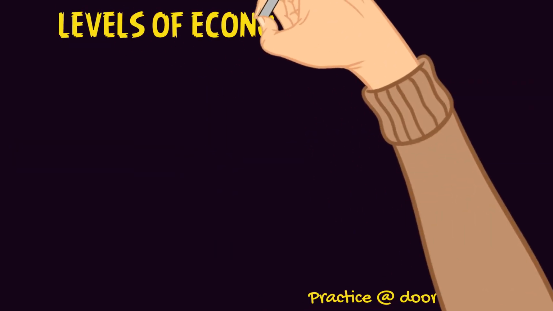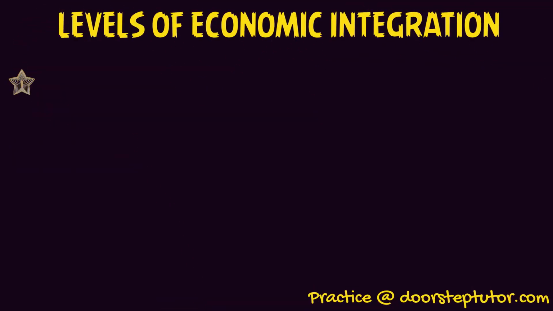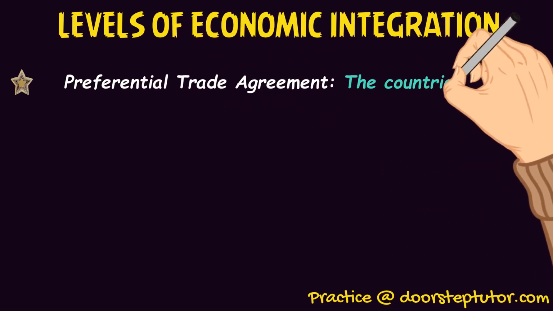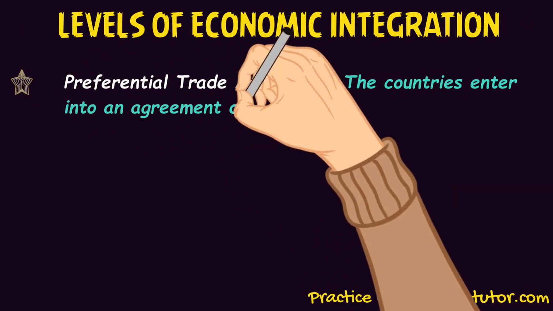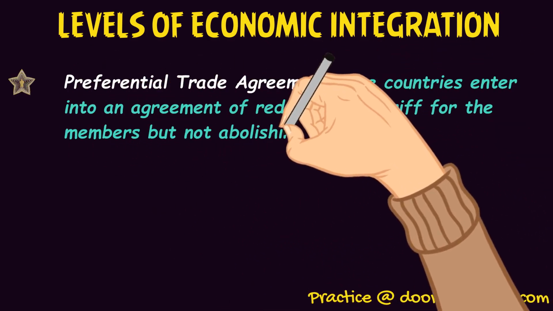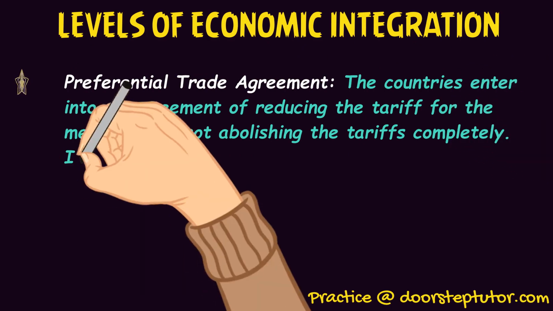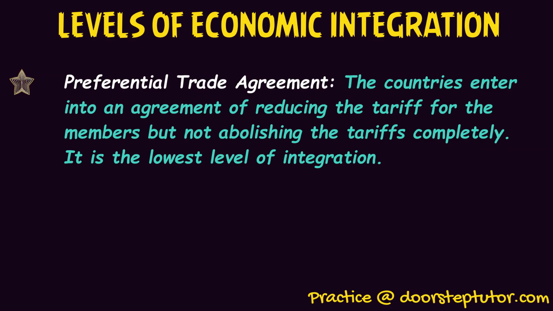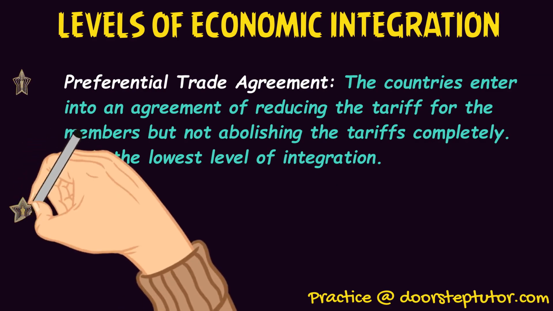Now, what are the different levels of economic integration? So, first one is the Preferential Trade Agreement. The countries enter into an agreement of reducing the tariffs, okay, for the members, but not abolishing the tariffs completely. Okay, so here the reduction is done in the tariffs, but not completely. They are not completely abolished. Okay, so it is the lowest level of integration.